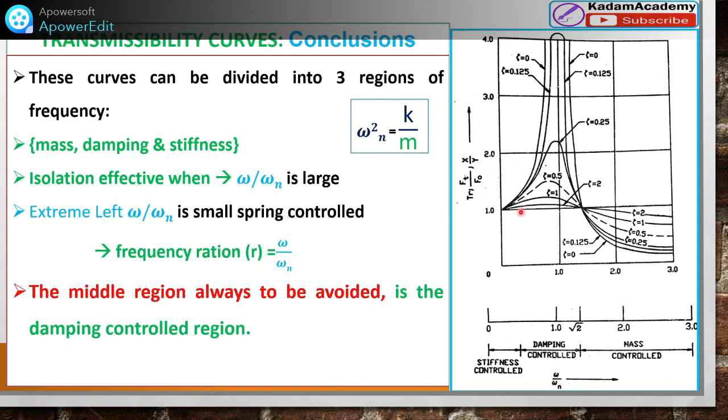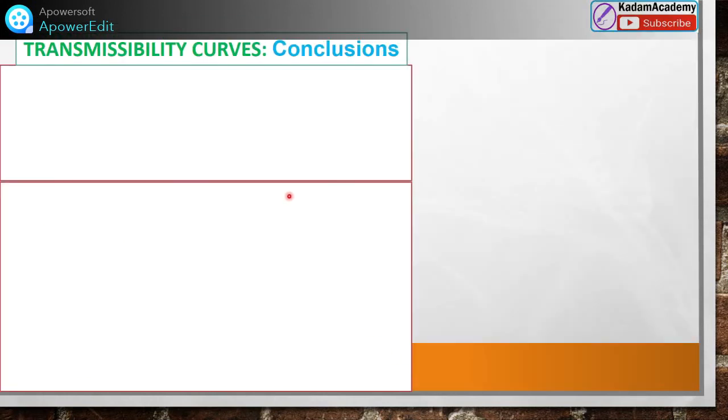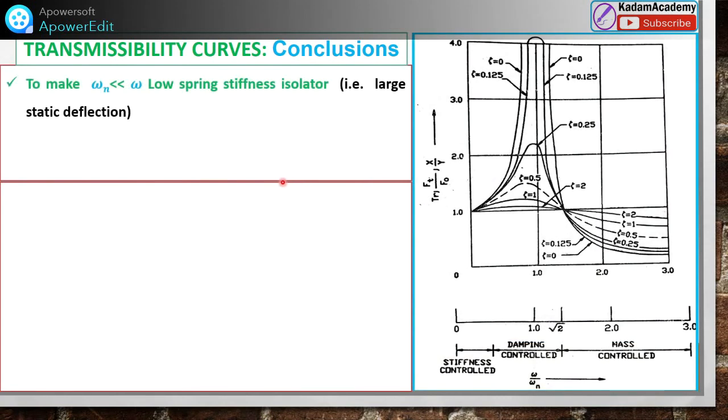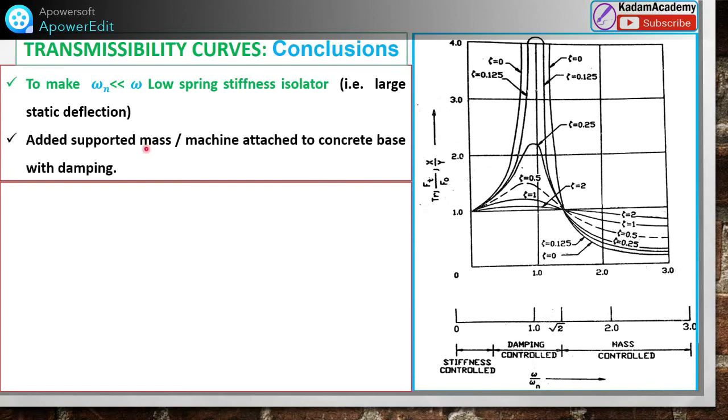So friends, for effective isolation, what we have studied is that omega by omega n is always greater than 1, and omega n, the natural frequency, is always less than the exciting force frequency. Now we are going to study the important part that makes this a comfortable system. Since omega n is less than omega, low spring stiffness isolators are used, so a large static deflection will be there.